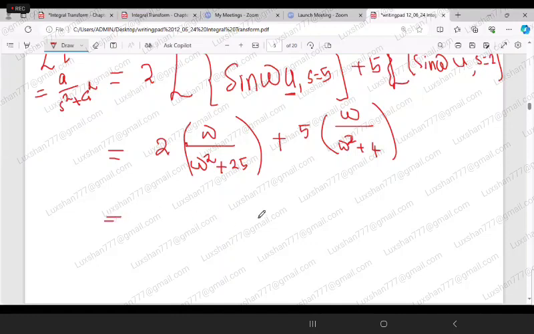So this one is equal to... that is the answer. Actually, this is omega squared plus 25. This one is this one. So you can simplify this and get the answer. Okay, so this is the answer of that. Do you understand this, students?